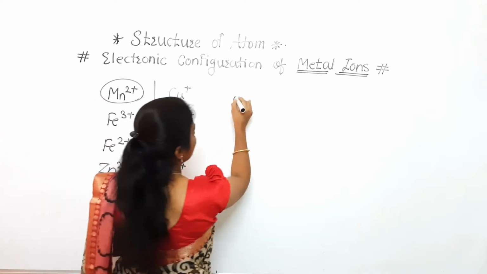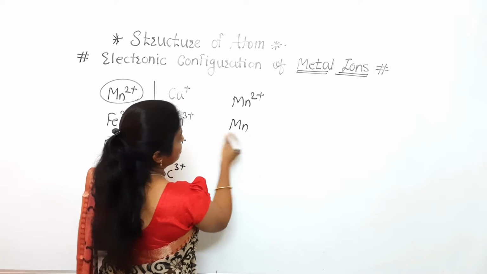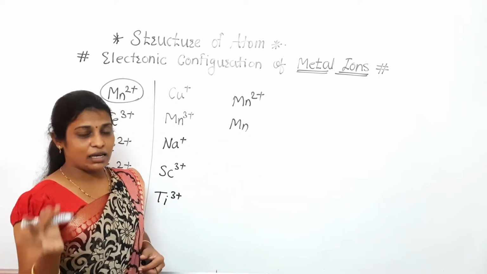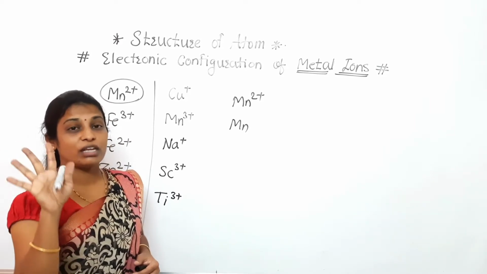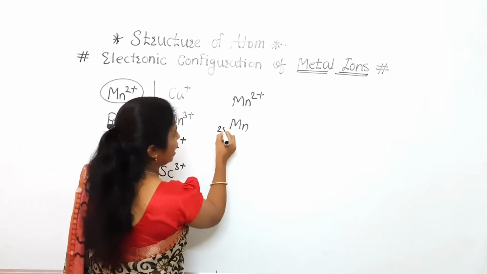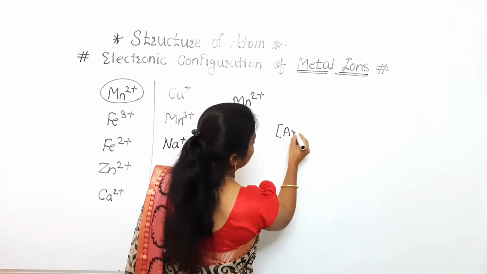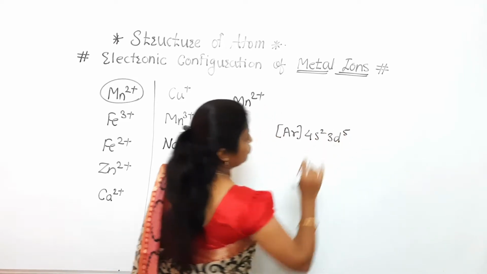Now see, the first one is Mn2+. If we consider Mn, manganese has atomic number 25. Its electronic configuration is argon 4s2 3d5.